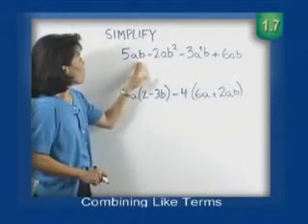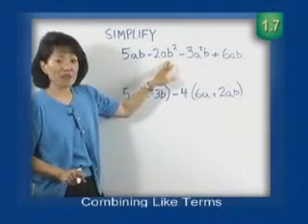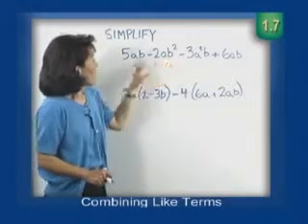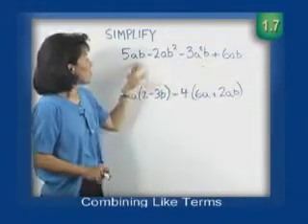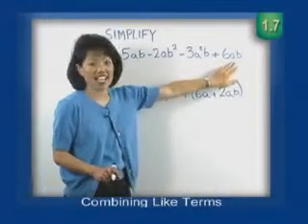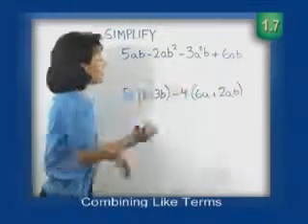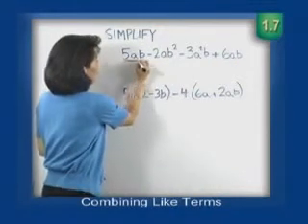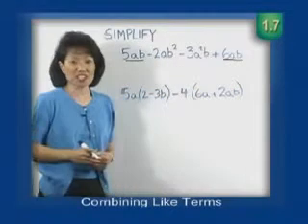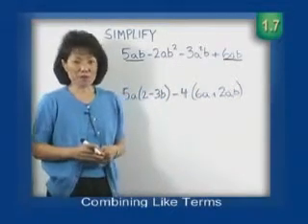I have an ab up front. I have an ab squared, close but not close enough. I have an a squared b, still all three are different. And then finally down here at the end, I see another ab. So basically this first term and this fourth term are considered like terms. So these are the ones we'll combine.